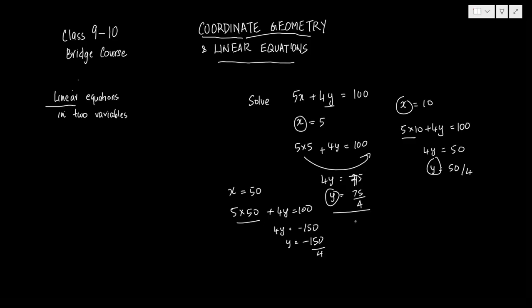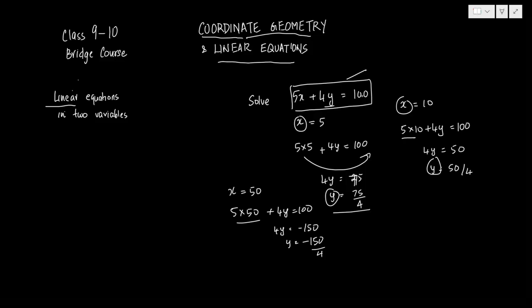I can keep on doing this. How many other values of x I put in, I get that many values of y. So what that means is this particular equation 5x plus 4y is equal to 100 has got infinite solutions because there are infinite values of x. For every value of x, I get a different value of y. So the solution for this is actually infinite.